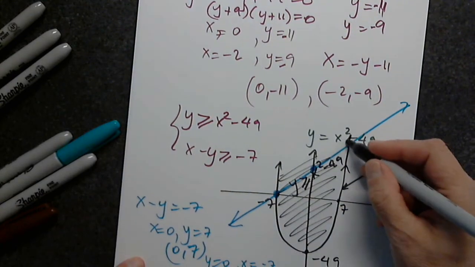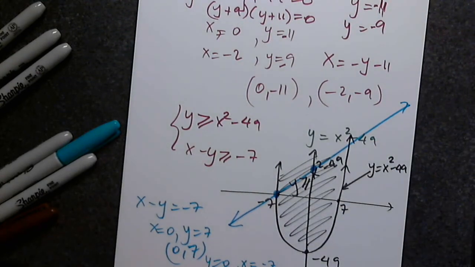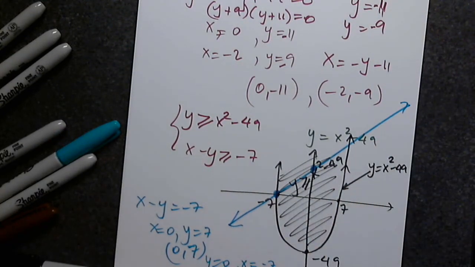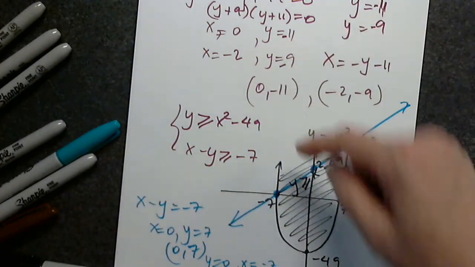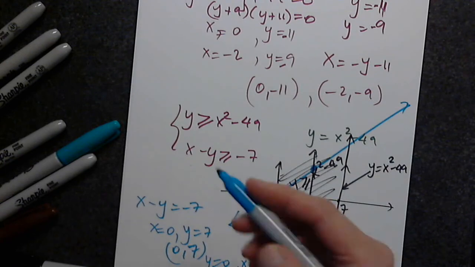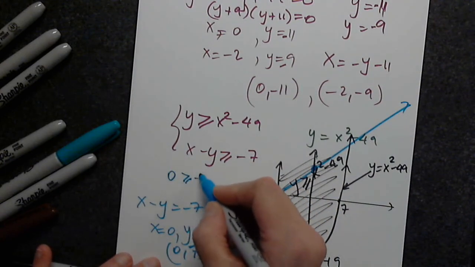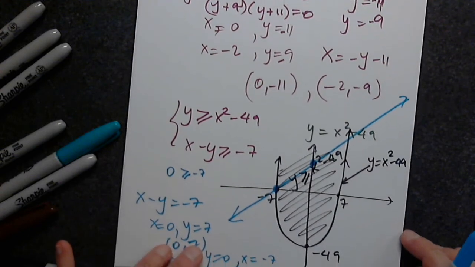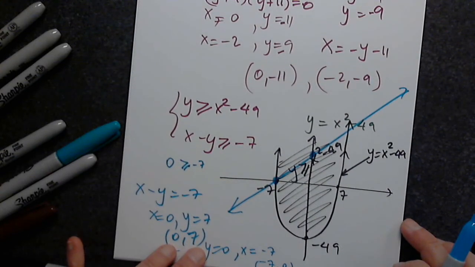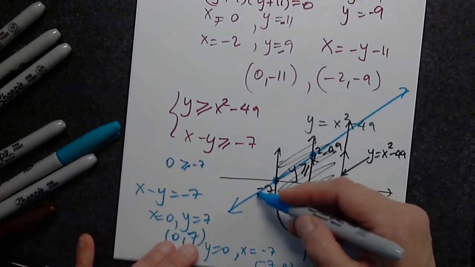I will extend the graph for this. Okay, so now I see that this line divides the plane into two regions, the below and the above. I'm choosing the 0, 0 again. Is 0 greater than or equal to negative 7? If you say yes, I will shade in the region with that. Is it yes? It is yes.